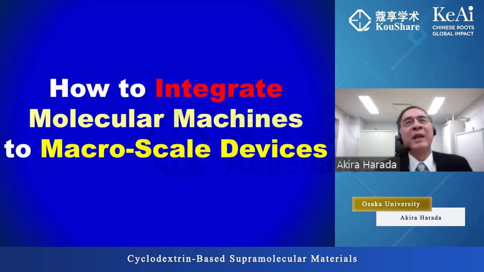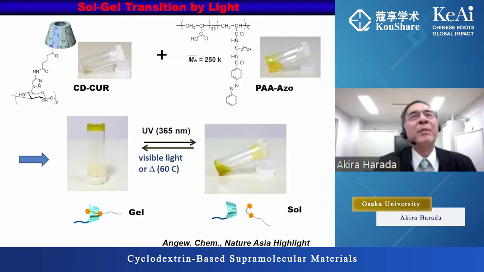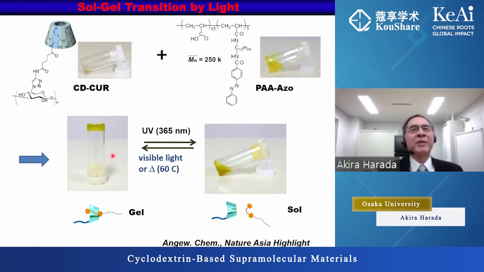I have been wondering how to integrate molecular movements into macroscale devices such as muscles. When a polymer containing cyclodextrin and a polymer containing azobenzene guests are mixed in water, they form a gel. As you can imagine, alpha-cyclodextrin on the polymer chain includes the azobenzene group to give a cross-linking part. When the gel was irradiated by UV light, the gel turned to sol. Trans azobenzene changed to cis. Cis azobenzene was kicked out from the cavity, and then the cis azobenzene left alpha-cyclodextrin.